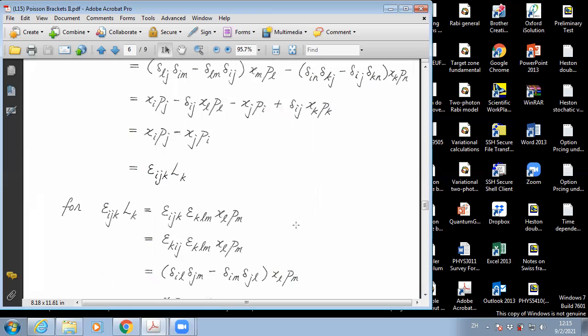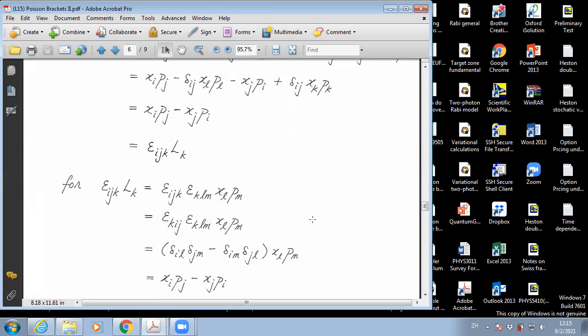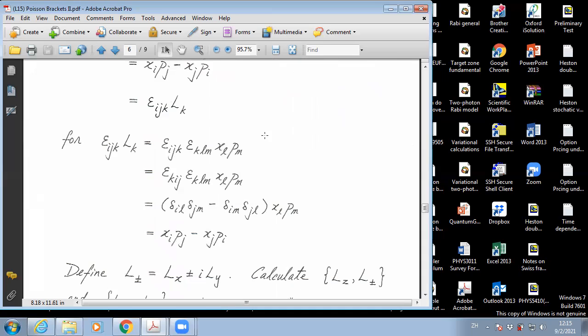So finally, we have a very nice relation. The Poisson bracket between Li and Lj is equal to epsilon ijk Lk. All right. If i is 1, j is 2, then k will be 3. So the Poisson bracket between Lx and Ly is equal to Lz. The Poisson bracket between Ly and Lz gives you Lx. The Poisson bracket between Lz and Lx gives you Ly.